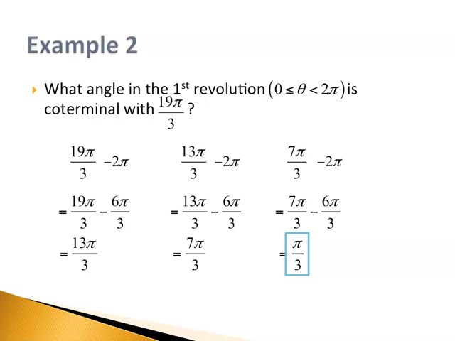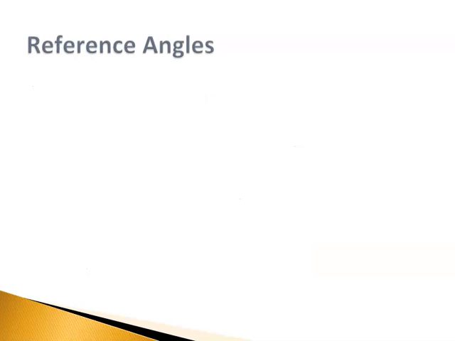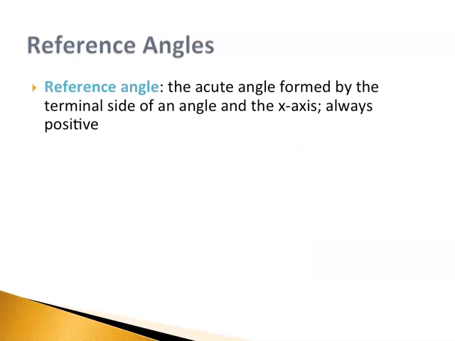Now we're going to talk about reference angles. A reference angle is the acute angle that's formed by the terminal side of an angle and the x-axis, and it's always going to be positive. So, just so we can see it in all four quadrants, here it is in quadrant 1. If you have a terminal side in quadrant 1, then you just take the acute angle formed by the terminal side and the nearest x-axis, that would be right here.